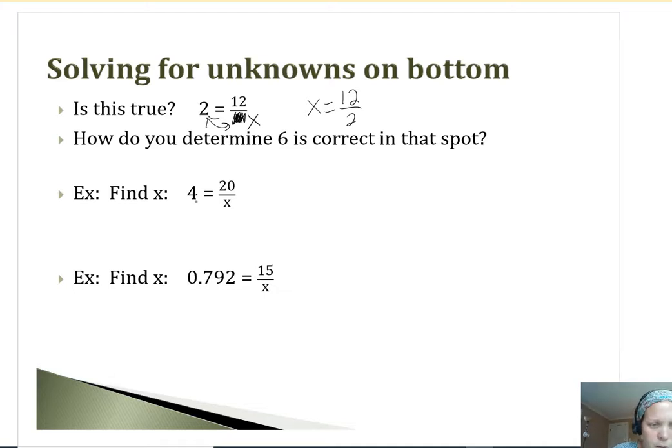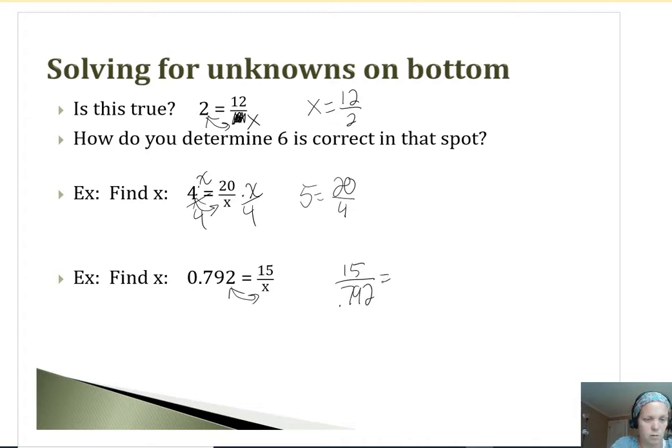Okay, so same thing here. It's like 20 divided by what is 4. 20 divided by 4 is 5. So what we're really doing is multiplying by x to bring that up to the other side, and then we're dividing by 4. 20 divided by 4. So like this one, when we get into some decimals, it's going to be whatever 15 divided by 0.792 is.